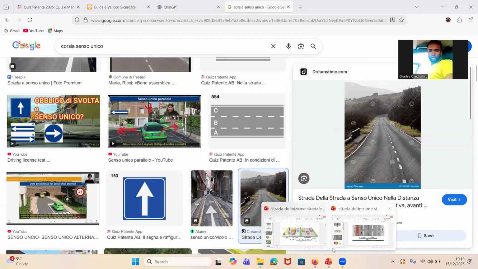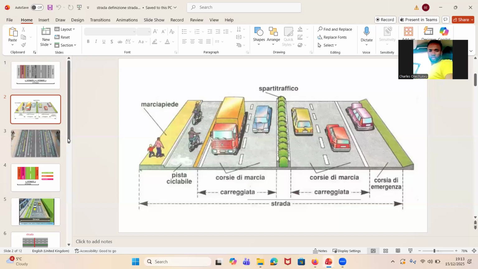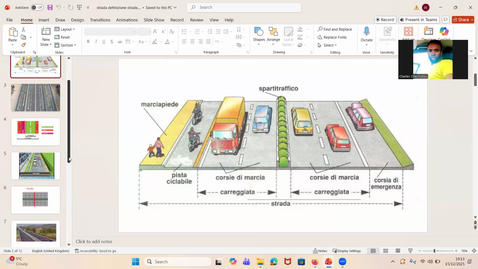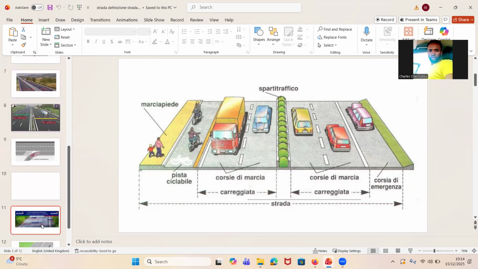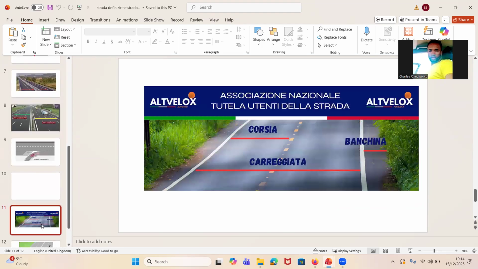Now, for me to say that particular thing, let me show you some slides, some pictures I prepared for you guys. For me to tell you the meaning of when a road is called senso unico, I must introduce this particular word, carreggiata. Write it down. Students, what are we trying to do? We are trying to understand when a road is called senso unico. Don't forget. What is the meaning of senso unico? Senso unico means one-way movement.